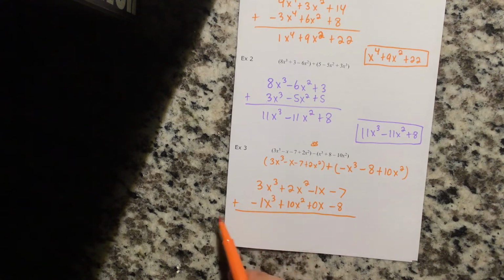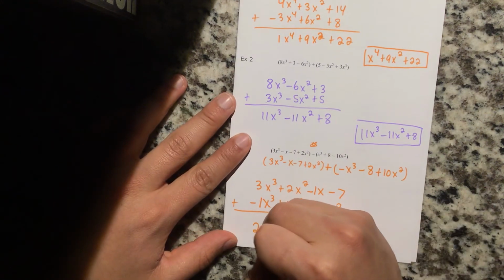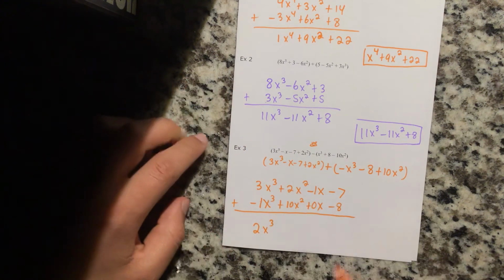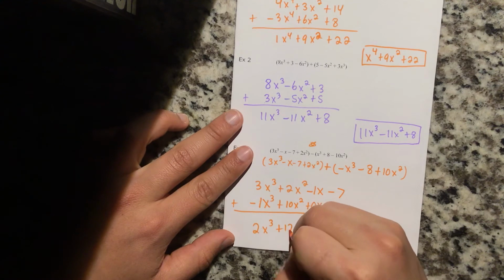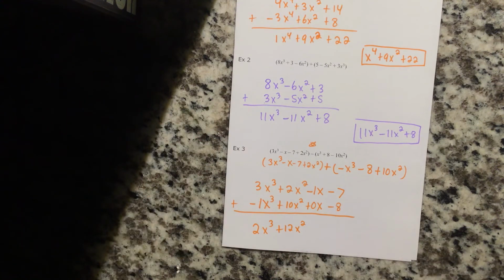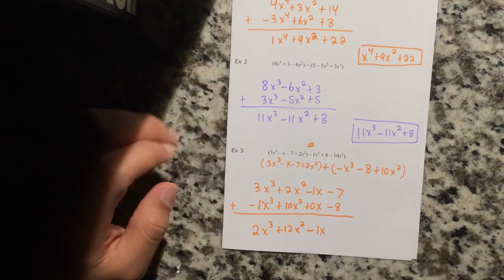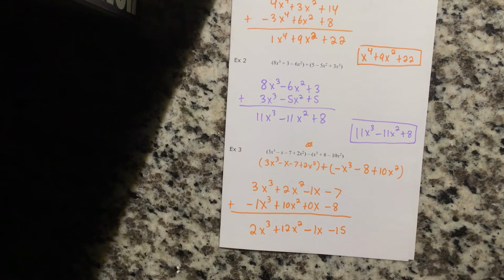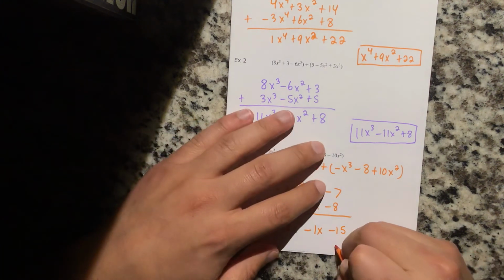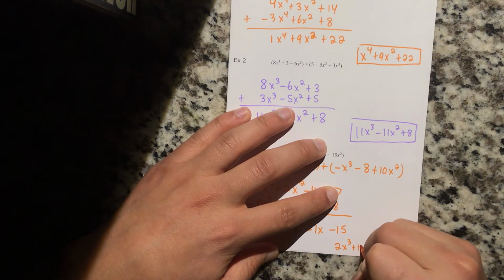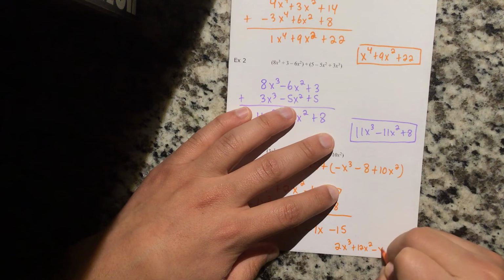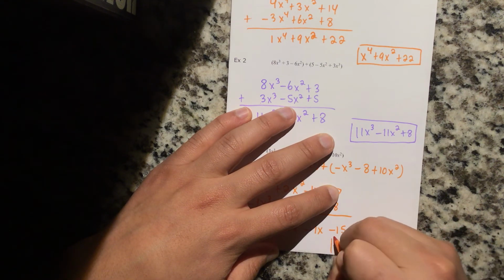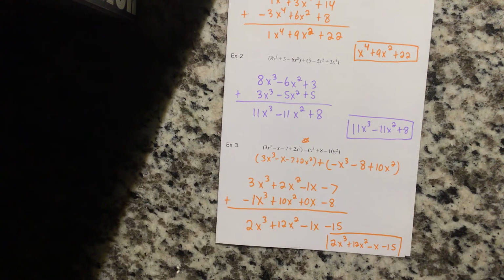I add down. 3 plus negative 1, that gives me a positive 2. Bring down the x cubed. 2 plus 10, that gives me a positive 12. Bring down the x squared, okay? Negative 1 plus 0, well, that leaves me negative 1x. And then negative 7 plus negative 8, negative 15, okay? And again, we know we don't put that imaginary 1 in our final answer. So my final answer, I get 2x cubed plus 12x squared minus x minus 15. And that is my answer, okay?